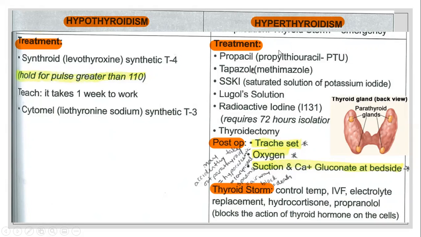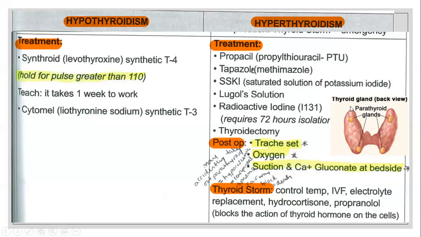For hyperthyroidism treatment, we use propylthiouracil, shortly called PTU. If PTU is not enough, we should give radioactive iodine. Or if radioactive iodine is not enough, we go for surgical removal, thyroidectomy. After thyroidectomy, post-operative care is important. A tracheostomy set should be there, oxygen will be prepared, a suctioning machine should be there, also calcium gluconate.